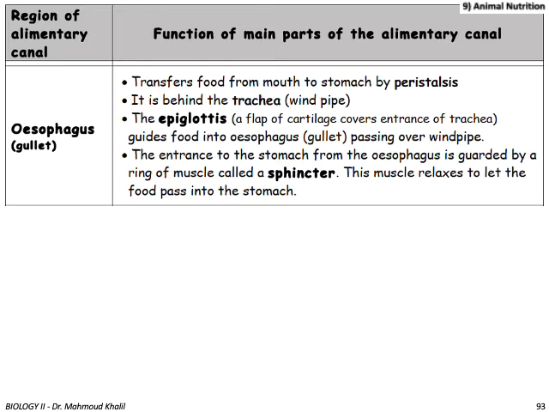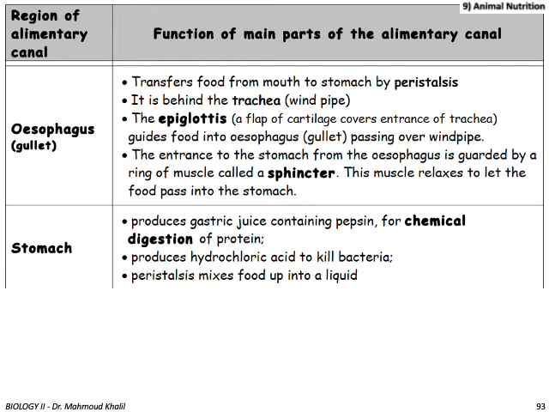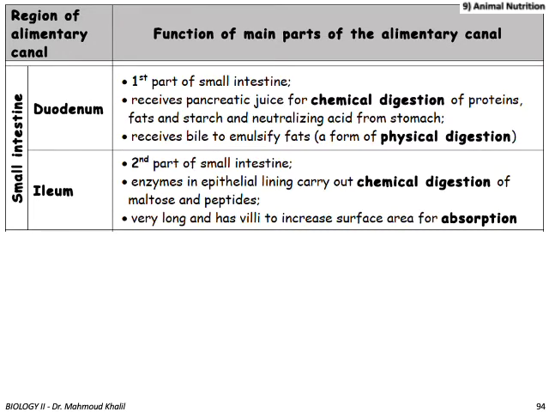The entrance to the stomach from the esophagus is guarded by a special ring of muscles called a sphincter. This muscle relaxes to let the food pass into the stomach. Once the food reaches the stomach, it secretes gastric juice, which contains pepsin for chemical digestion of proteins. It produces hydrochloric acid as well to kill bacteria, and peristalsis mixes the food up into a liquid.